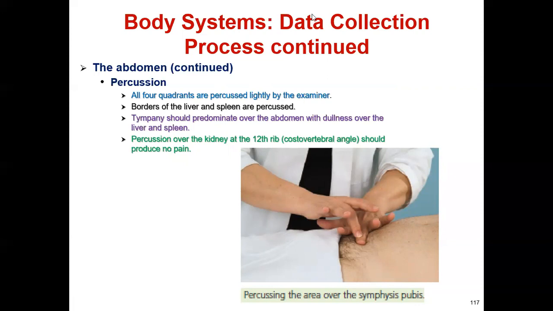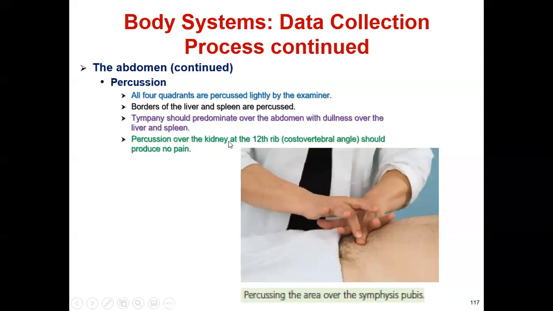And the border of the liver and spleen are percussed as well. Also, the tympanic sound predominates over the abdomen and dull over the liver and spleen, because liver and spleen is an organ. This is solid, so you will get the dull. But the air is present in the intestine, so we can get the tympanic sound.